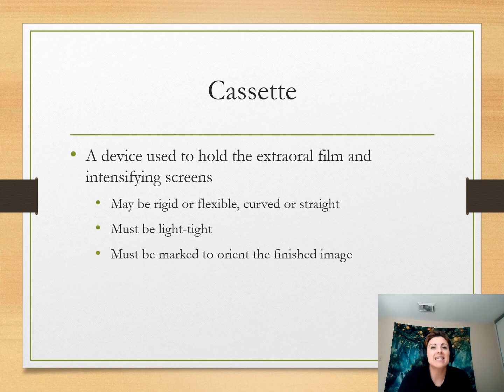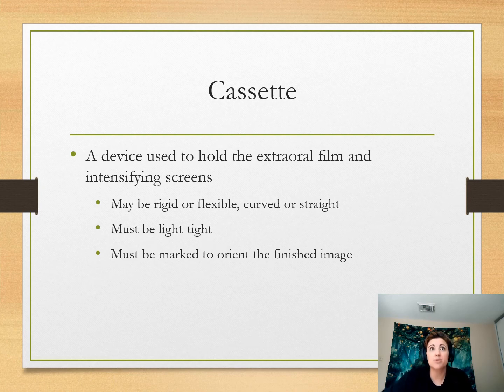It has to be light tight, no matter what kind of cassette it is, even if it's a photostimulable plate. It has to be light tight because over time the light will degrade the image. And it needs to be marked in order to orient the finished image, right? So the cassette is what is marked with either an R or an L, or sometimes both the R and the L, and it helps us to orient the X-ray once we're done taking it.